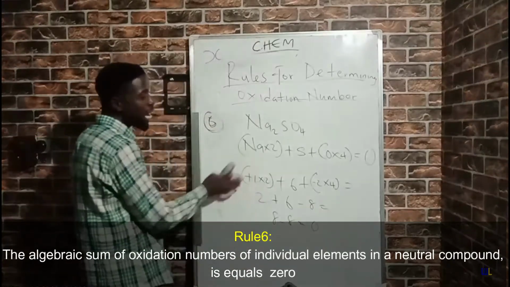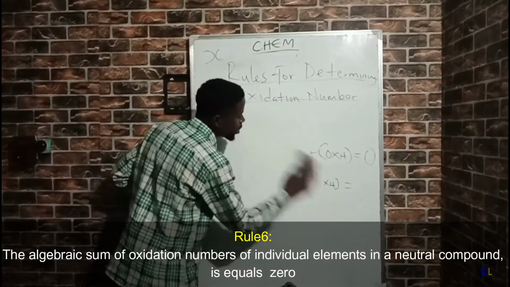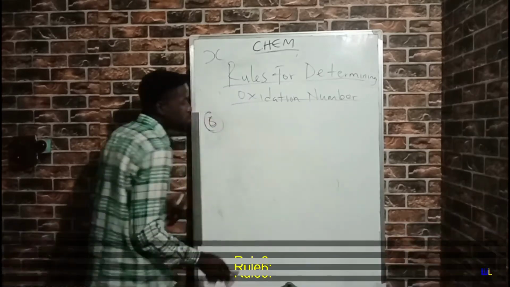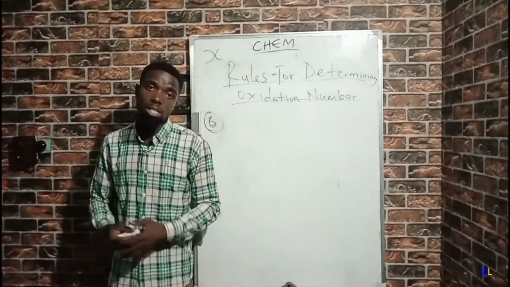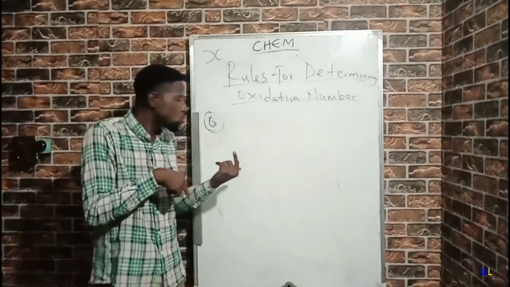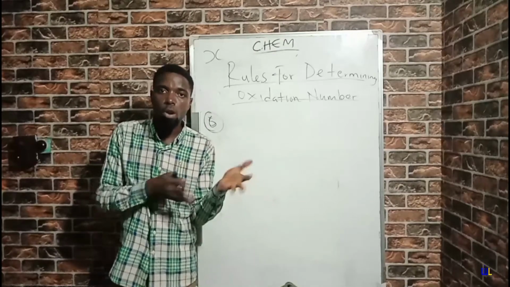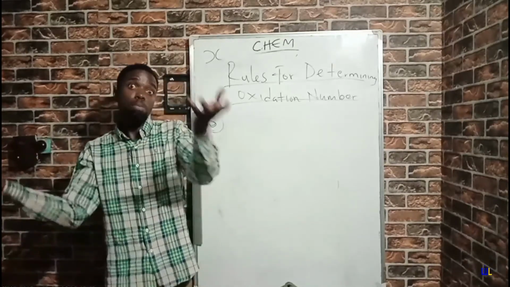Then we go to the last rule, the final rule. The final rule has to do with the charges. It's similar to the 6th rule, but slightly different. The 6th rule has to do with neutral compounds. The final rule has to do with the charged particle. So let's get to work.